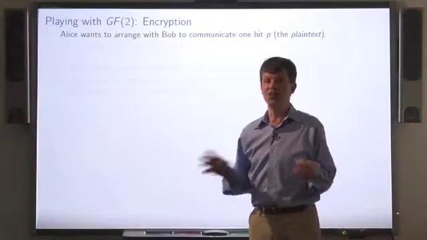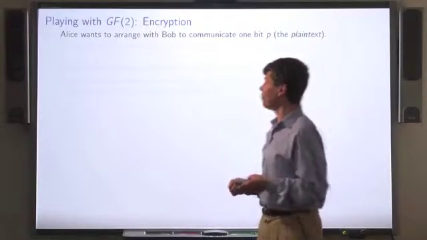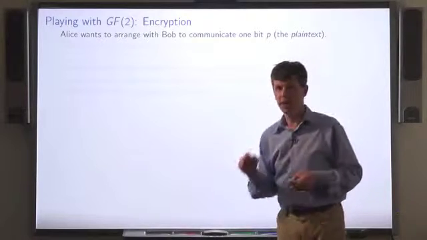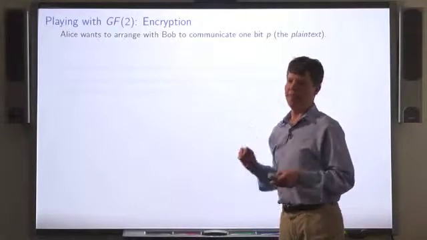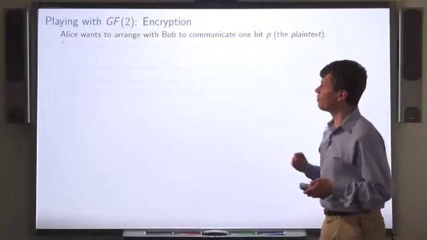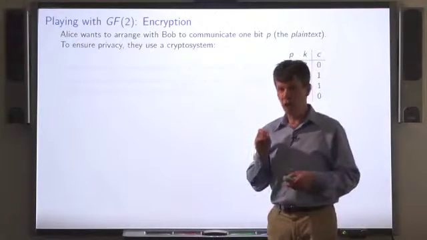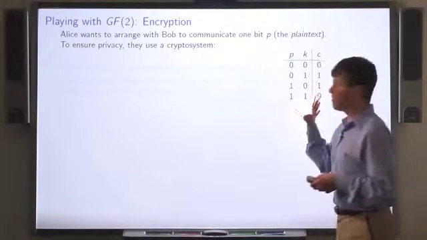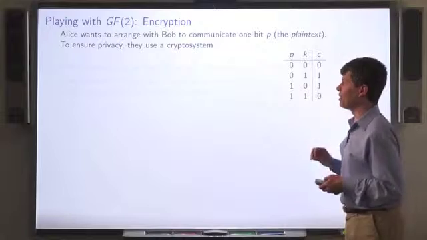Here's an application of GF2 to cryptography. Now suppose Alice wants to communicate with Bob. She only wants to communicate 1 bit, let's say. It's called P, the plain text. So they use a crypto system to ensure privacy. Now here's the table describing the crypto system.